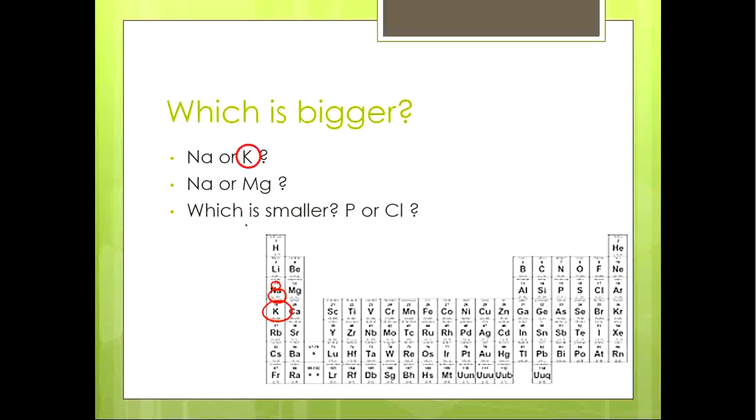What about sodium or magnesium? So let's find those elements. So here's sodium and magnesium. We're going to draw the snowman falling over because these elements are side by side. So which one is bigger? Sodium is bigger. Now this one says which one is smaller, phosphorus or chlorine. So here's phosphorus, here's chlorine. I'm going to draw the snowman so that it's touching those 2 elements there. So which one is smaller, phosphorus or chlorine? It's chlorine that's smaller.